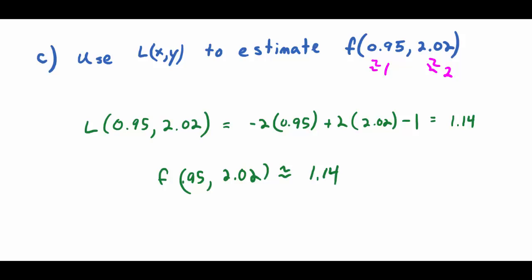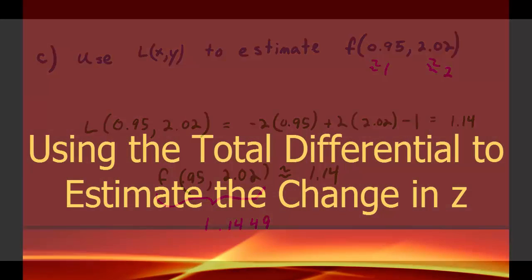How close is the approximation? Well, if you actually run these values through f, it turns out that f of 0.95, 2.02, at least to 4 digits past the decimal, is about 1.1449. So we're accurate to the first 2 places past the decimal.